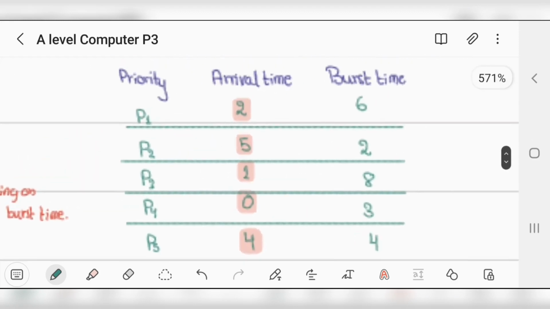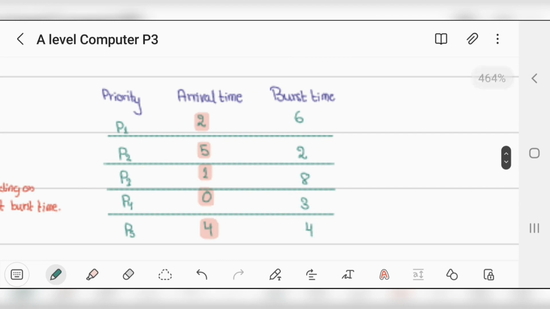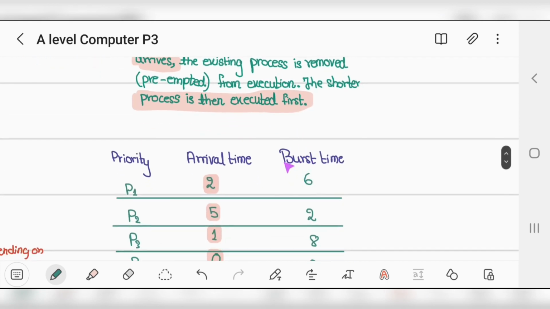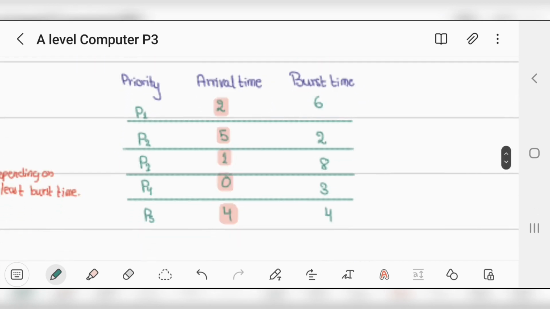You've got this table: priority, arrival time, burst time. SRTF is preemptive, shortest remaining time first scheduling. The processes are placed in the ready queue as they arrive, but when a process with a shorter burst time arrives, the existing process is removed from execution and the shorter process is executed first. So again, the shorter burst time has the highest priority.